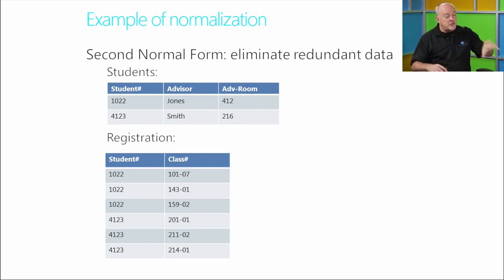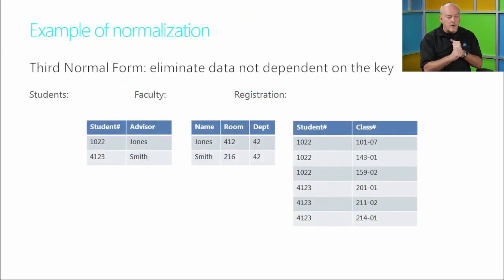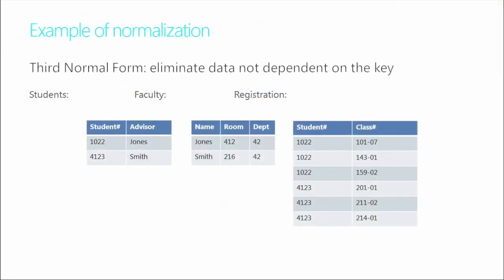Anyway, and then student number 4123 also taking 3 classes. So we've taken the content, we've split them out now after first normal form. We've introduced a second table that's going to allow us to avoid or eliminate that redundant data. Let's take it to our next level, our third normal form. Eliminate data not dependent on the key.